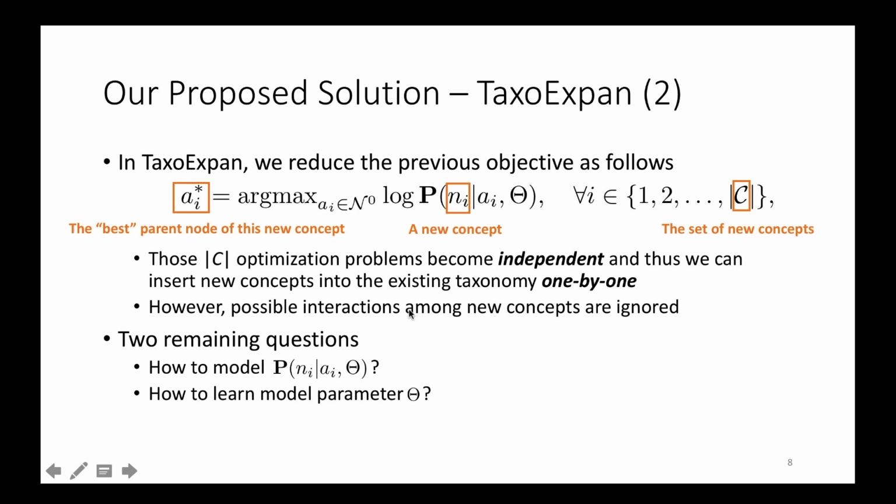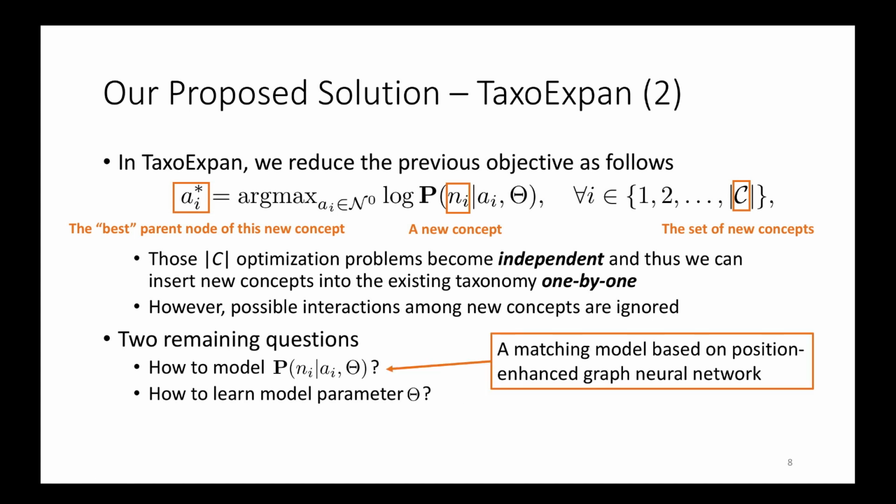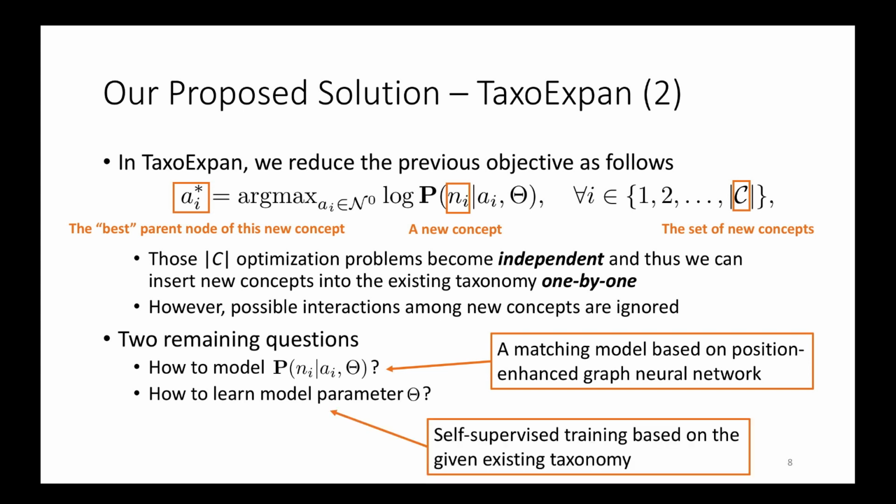And to solve the above C optimization problems, we still need to answer the following two remaining questions. First, when the model parameter theta is given, how can we model the conditional probability of a node given its parent node? Second, how can we learn the model parameter theta without massive human-labeled training data? To answer the first question, we develop a matching model based on a position-enhanced graph neural network. To answer the second question, we develop a self-supervised training scheme based on the given existing taxonomies.